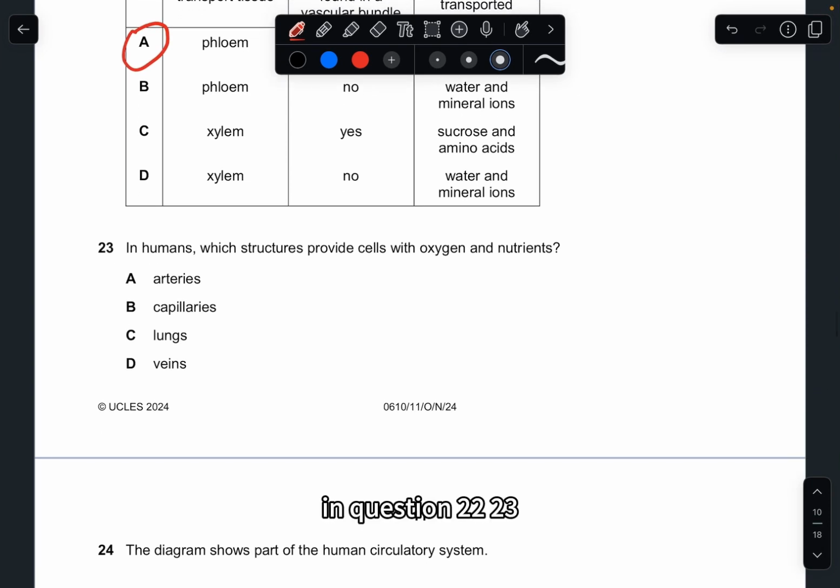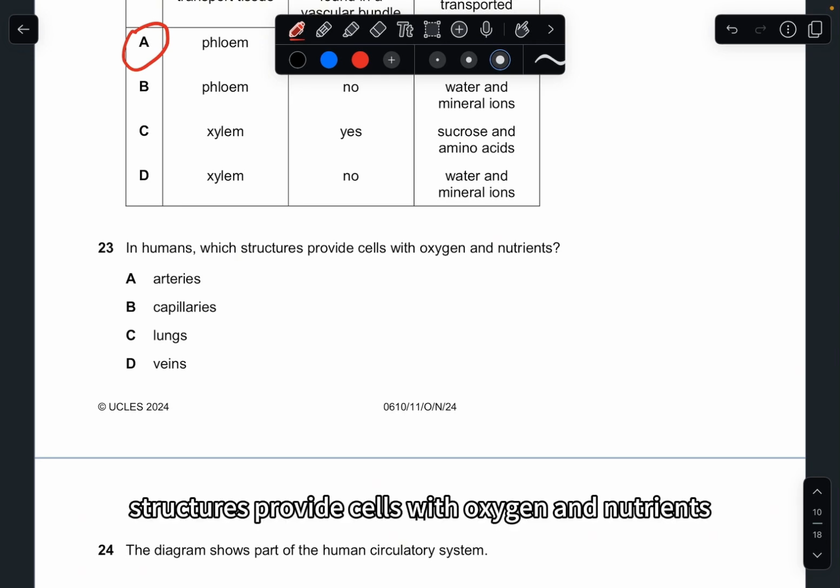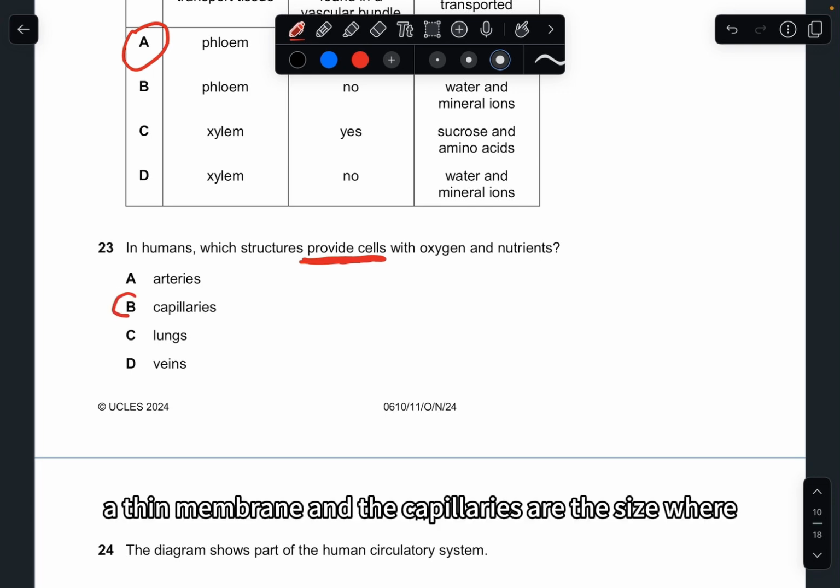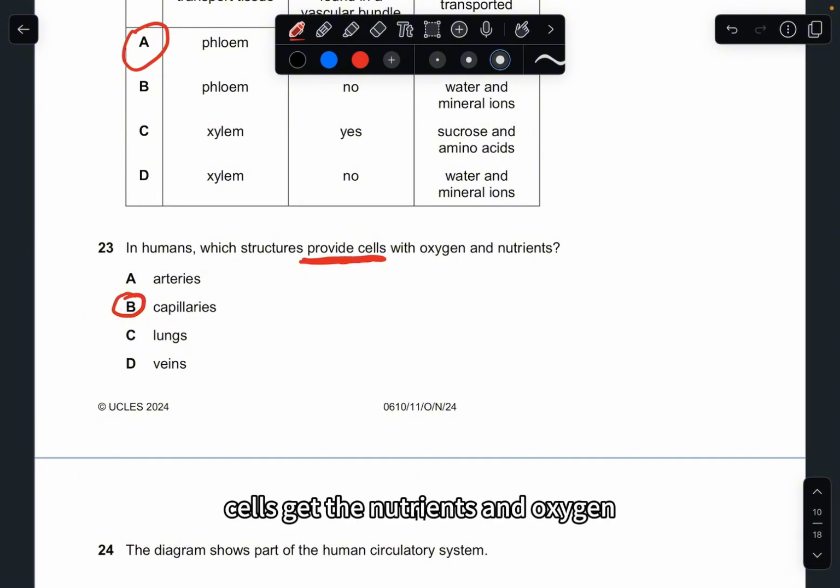In question 23, in humans, which structures provide cells with oxygen and nutrients? So here it is important: provide cells. To provide cells, it must be a thin membrane, and the capillaries are the sites where cells get the nutrients and oxygen.